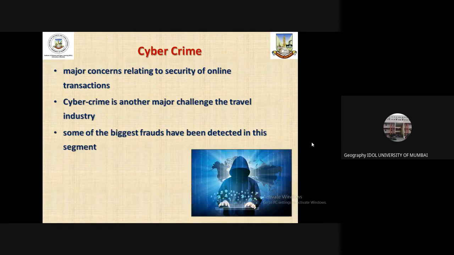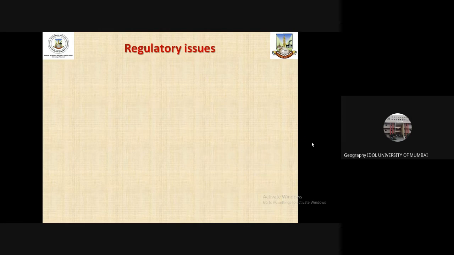Nowadays, tourism activities and tourism booking and so many other things are going on online. So online transactions are taking place, and cyber crime is a major challenge before the travel industry, because there is a possibility of frauds and cheating during these transactions by tourist organizations, or people engaged in cyber crime.